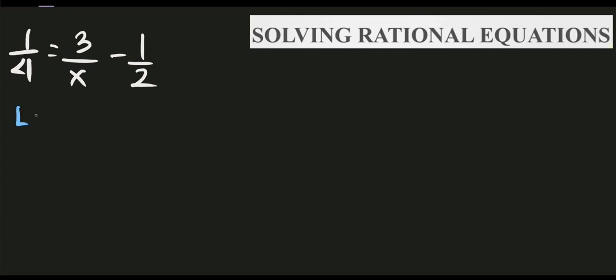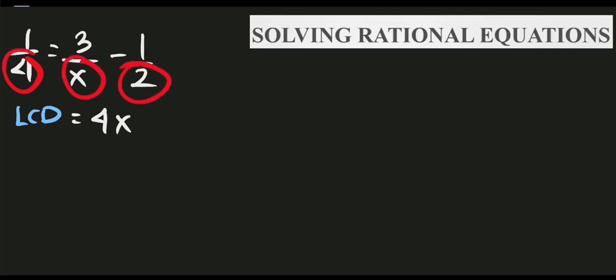So for this given problem, we have the LCD as, I think, 4x. Okay, so again, try to observe all of the values of our denominators. We have 4, we have x, and we have 2. Right, so we know that the value of 4 is divisible by 2.